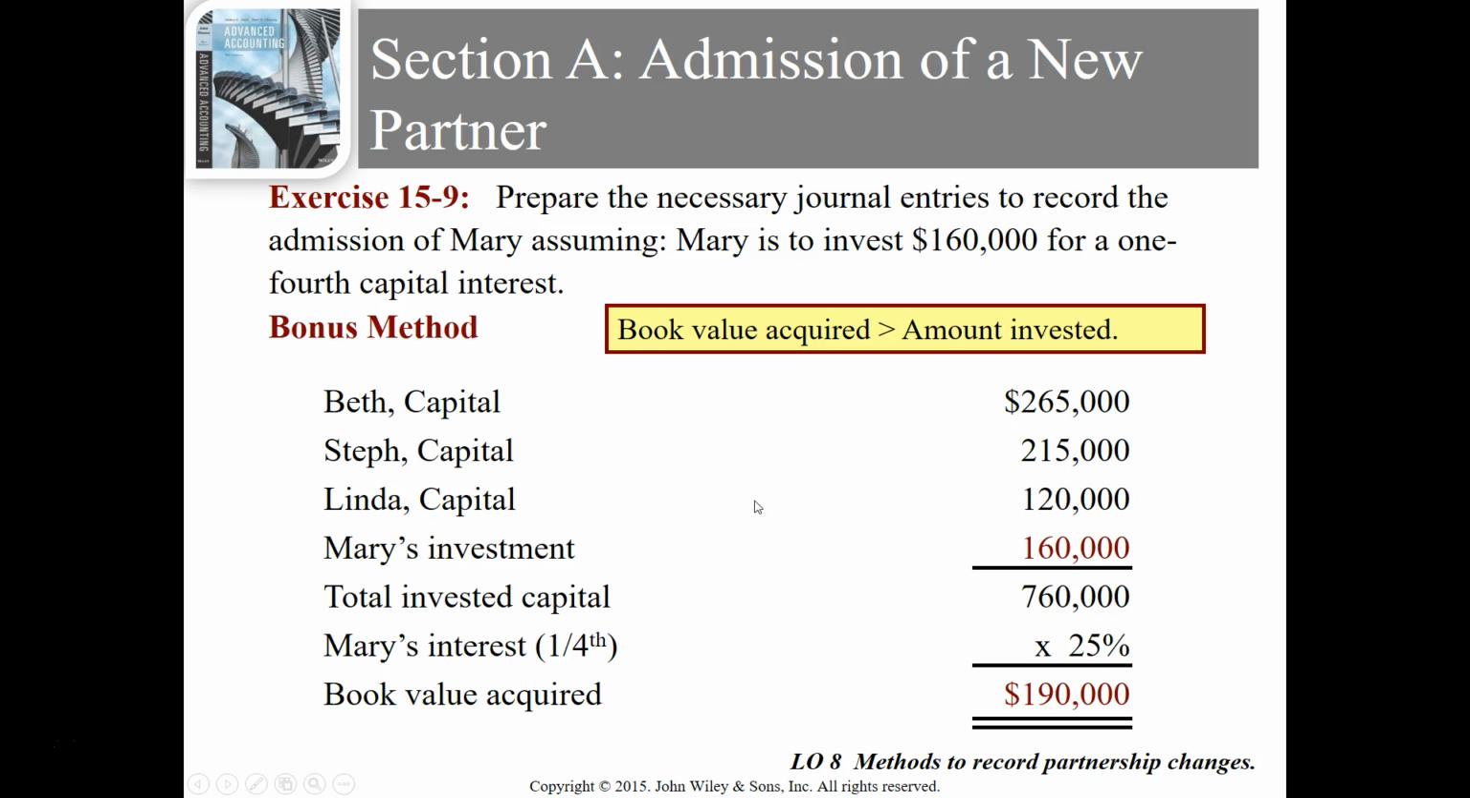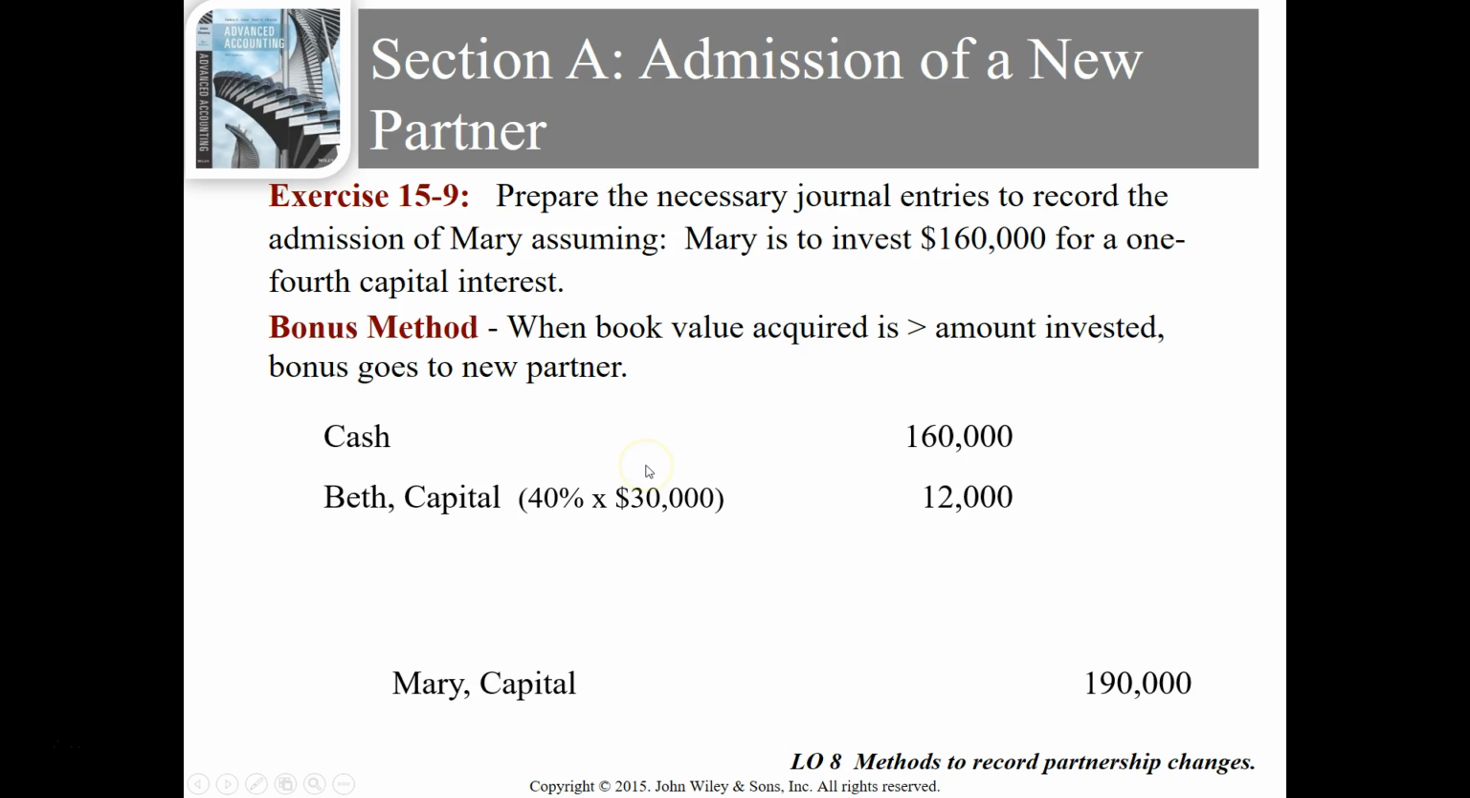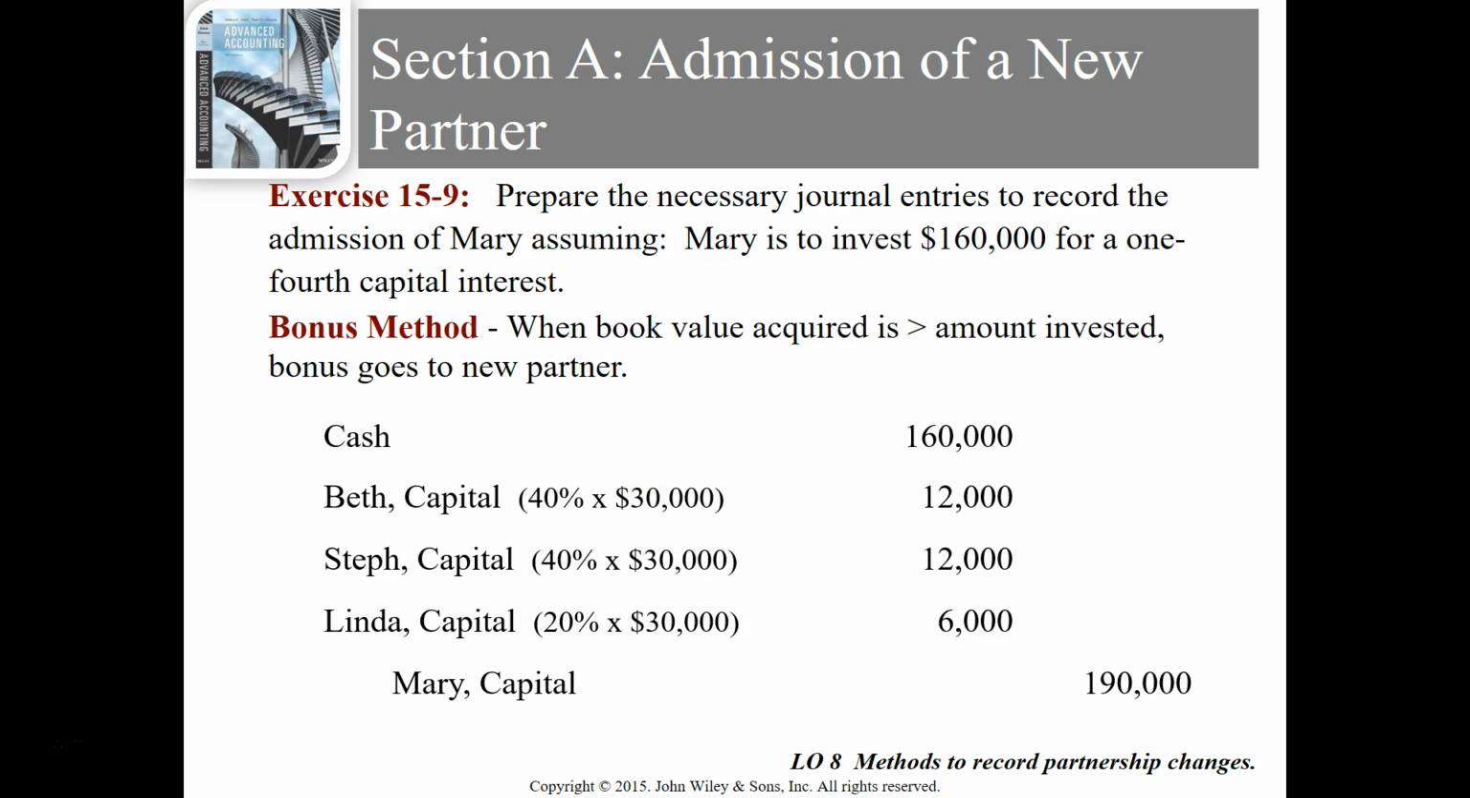Now assume that Mary is giving this for a 1/4 interest. The book value is greater than the amount invested. Well, this is a game changer. Mary's invested $160 in cash, but she gets $190. Why? Well, these other partners, Beth, Steve, and Linda, really want Mary. So now, in this situation where the book value acquired is greater than the amount invested, the new partner, Mary, is getting the bonus. Okay, we debit cash $160, credit Mary $190. So now that means we're going to take the bonus from the old partners' capital.